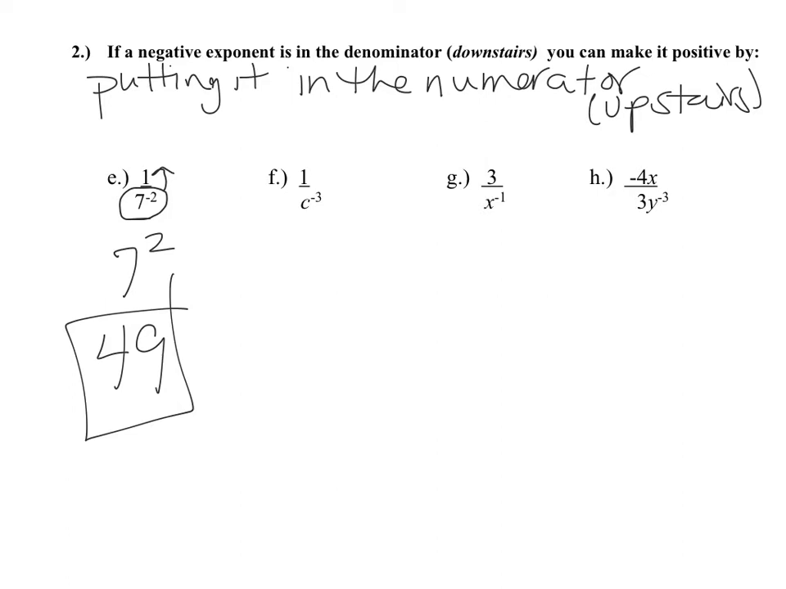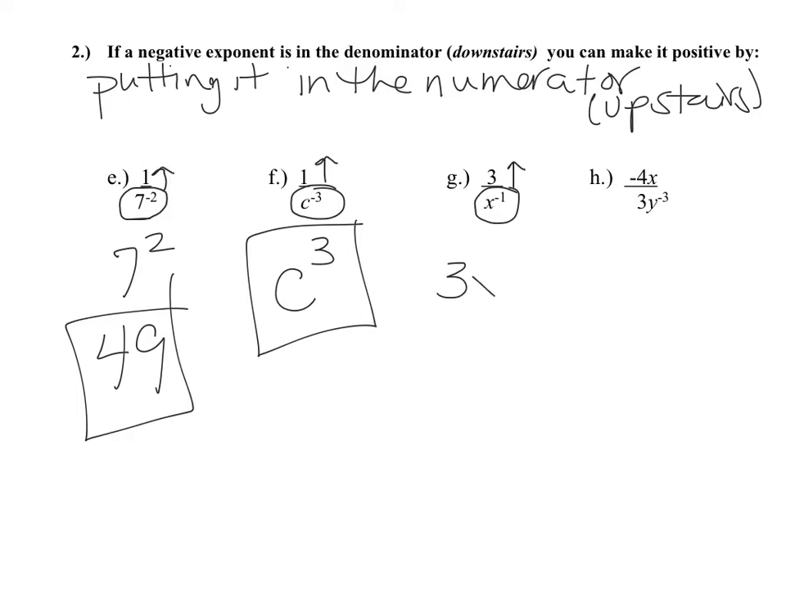So the next one, c to the negative third. That guy's in your denominator, so you've got to put that in the numerator, and it becomes c to the positive third. There's nothing in the denominator. It's a 1, and we don't put 1s in the denominator because it wouldn't be fully simplified. G, this guy right here, negative exponent. If I want to make it positive, I'm going to move it upstairs. The 3 is totally fine. I'm going to leave that 3 alone. It becomes 3x to the first, but x to the first is just x.